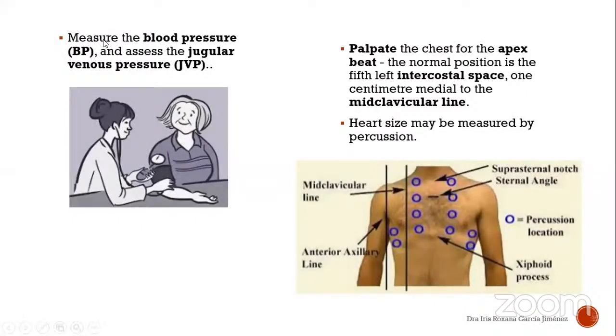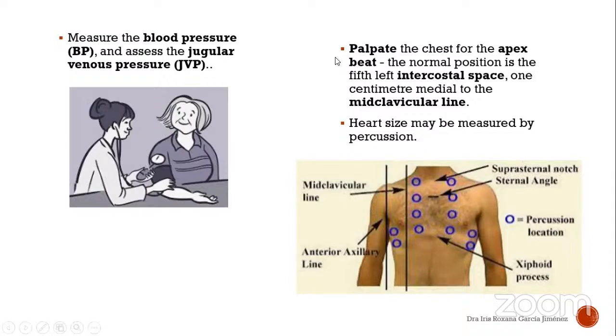About the blood pressure, the BP, we also assess the jugular venous pressure, the JVP. About this, we always have to evaluate this. And if we find an increase in jugular venous pressure, we have the chance to infer that something is not going well, of course. It has its own maneuvers, so take it into account.